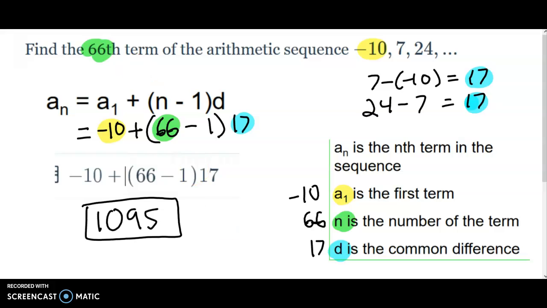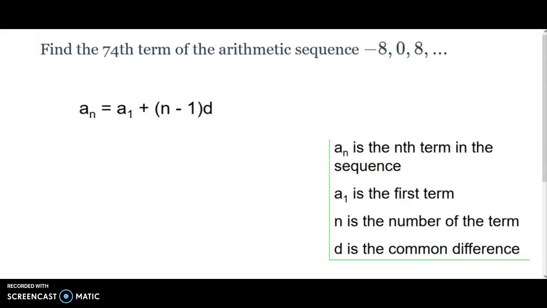Alright, let's take a look at one more example. Okay, so find the 74th term of the arithmetic sequence negative 8, 0, and 8. So what we're going to do is find the first term, N, the number of terms, and D, the common difference. And those first two are just there. It's negative 8 for the first term, and 74 here is that term. You don't have to do anything.